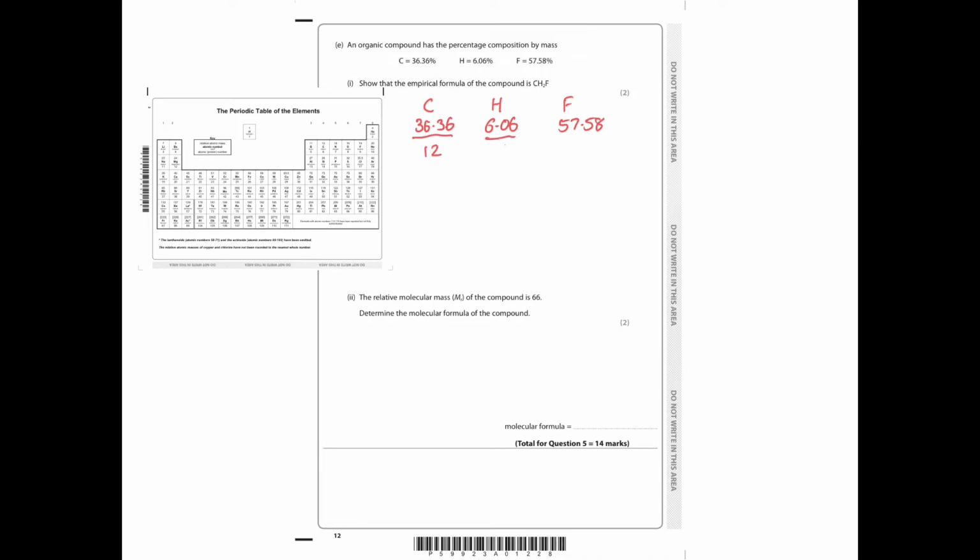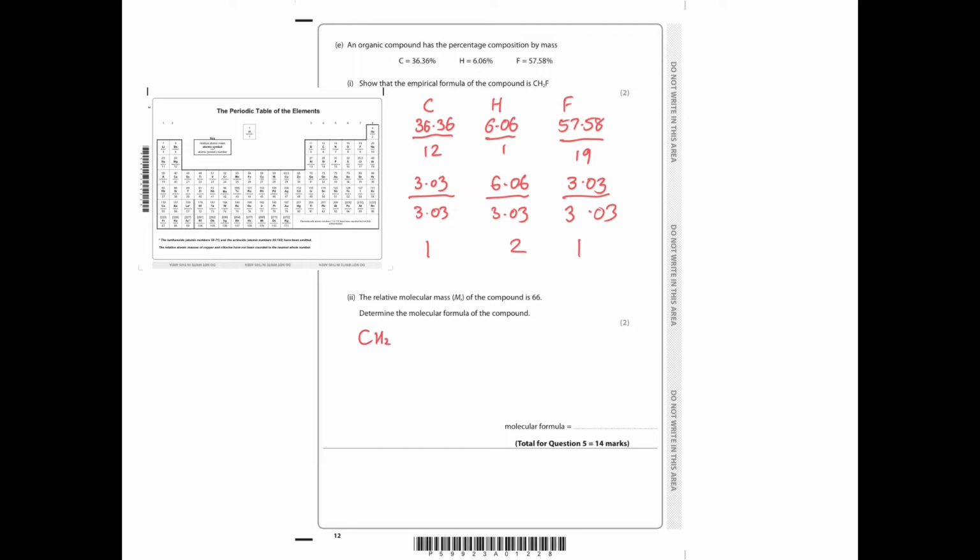I then divide all of these by their atomic mass number. This gives me an answer for carbon of 3.03, hydrogen 6.06 and fluorine also 3.03. Now I want this in a whole number ratio, the lowest possible. That's what an empirical formula is. So I divide everything by 3.03, as this is the smallest of the three numbers available. Therefore my carbon comes out as 1, my hydrogen as 2 and my fluorine as 1.